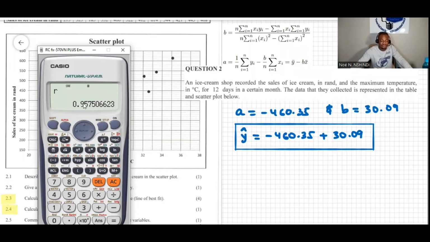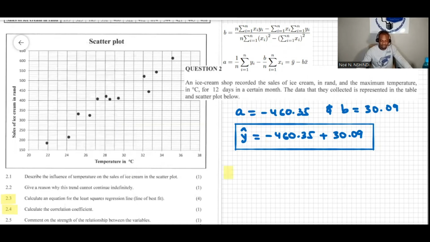And then the correlation coefficient here is given by 0.9575. But because we round to the second decimal place, we look at the third decimal value, 7. It is more than 5, so we will increase the second decimal place by 1 unit. So this becomes 0.96. So r right here will be equal to 0.96.